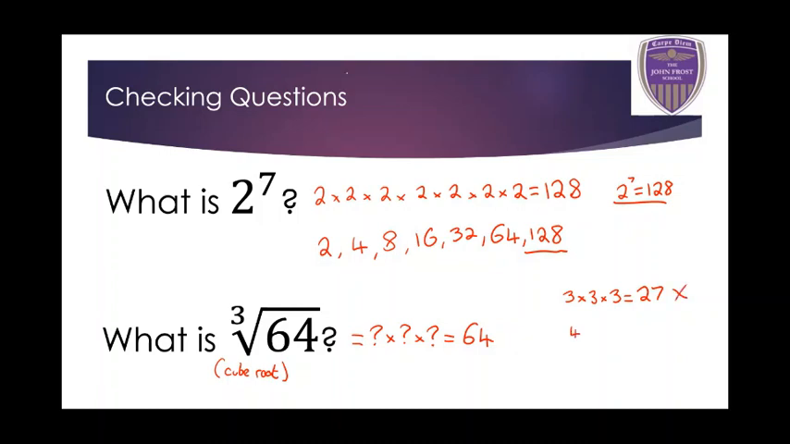What about 4? 4 times 4 times 4 is equal to, let's think about it, 4 times 4 is 16, and 16 times 4 is 64. Hey, would you look at that? We found the number that when you times it by itself 3 times, gives you 64. So that means the cube root of 64 is equal to 4. Okay?